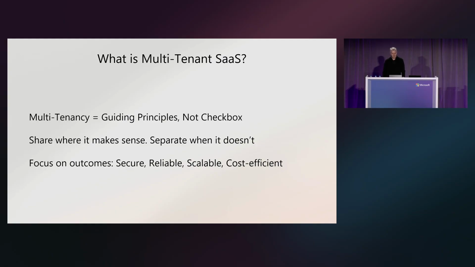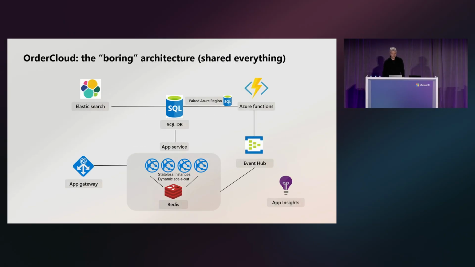Operational efficiency, centralized updates, monitoring compliance. You build it once, you run it once, everyone benefits from improvements. These outcomes matter. The specific architecture, that depends on what you're building. So let's show what this looks like in OrderCloud's architecture.